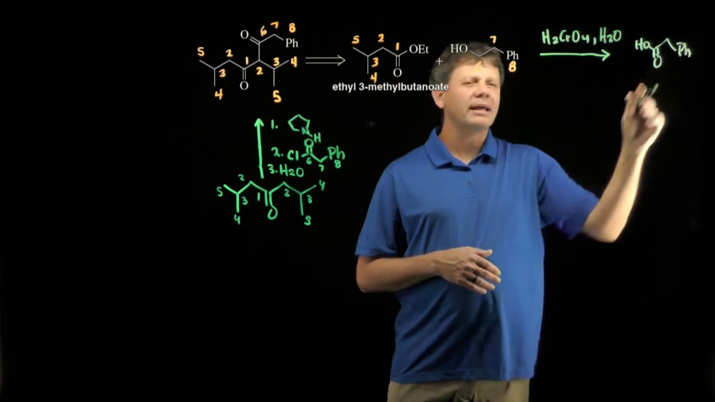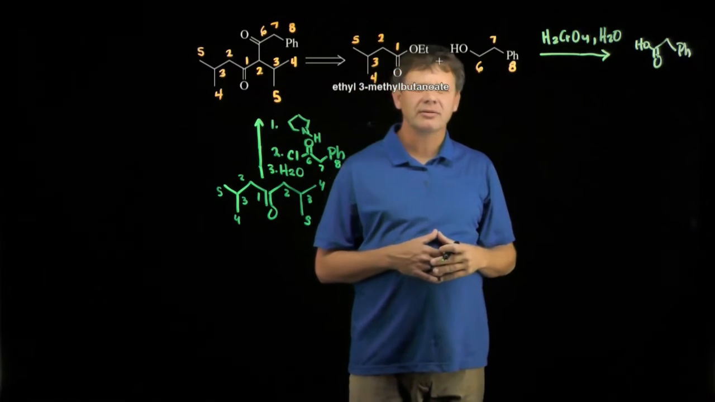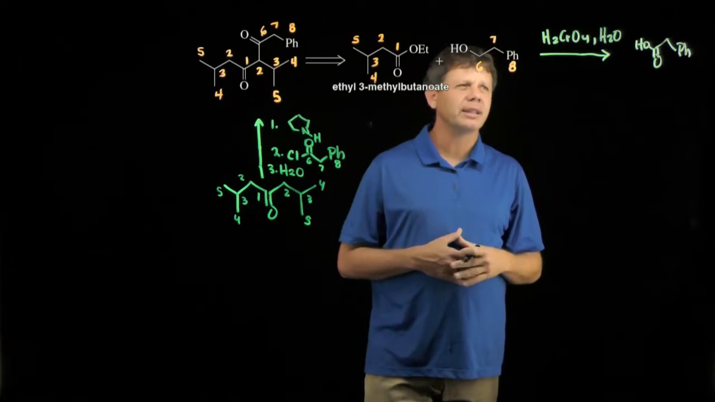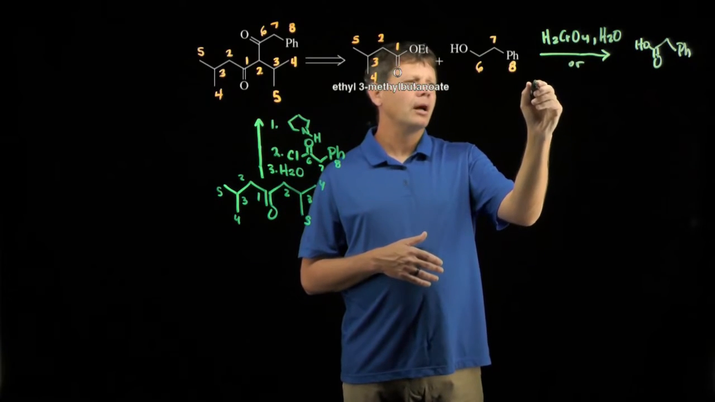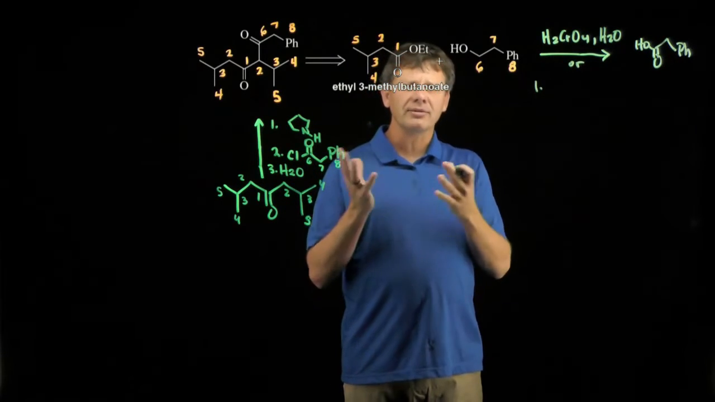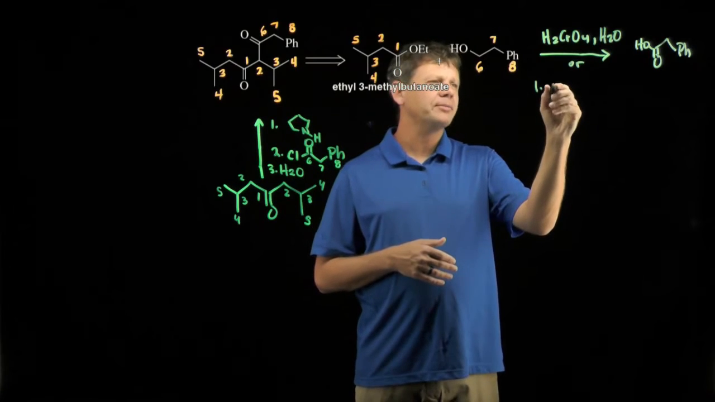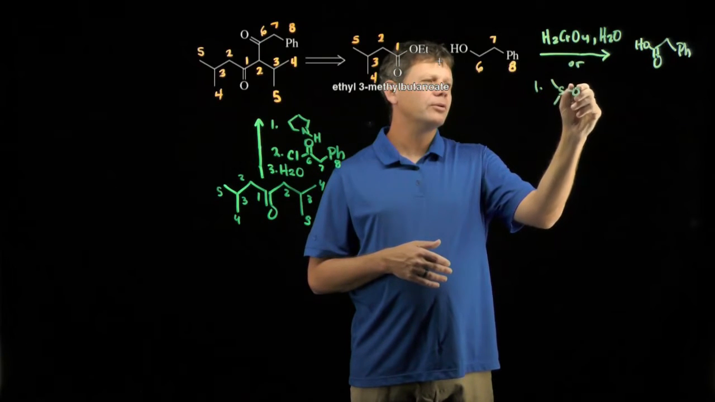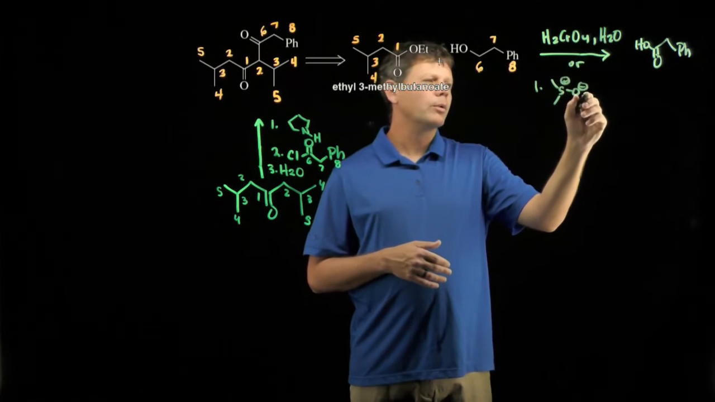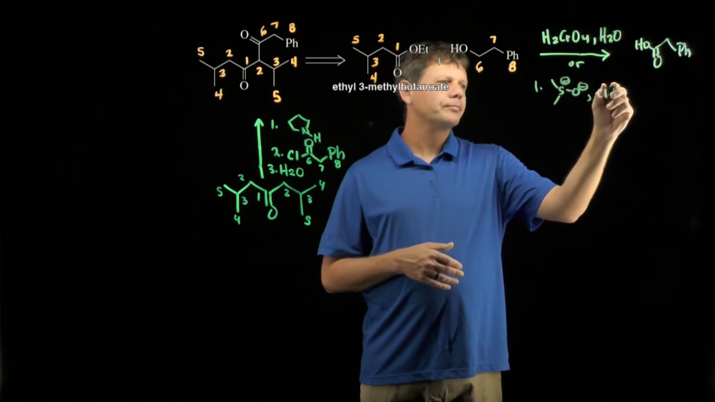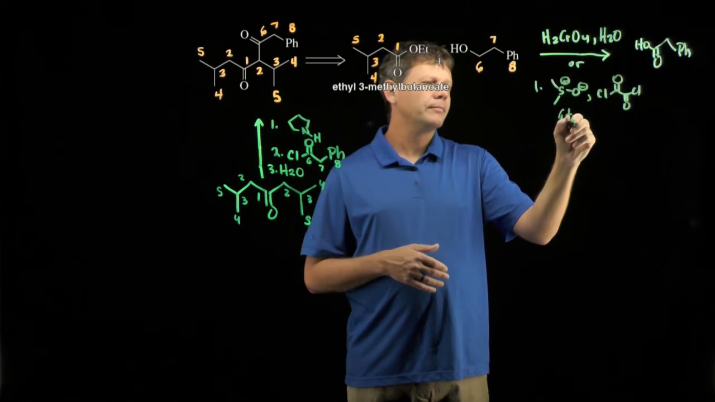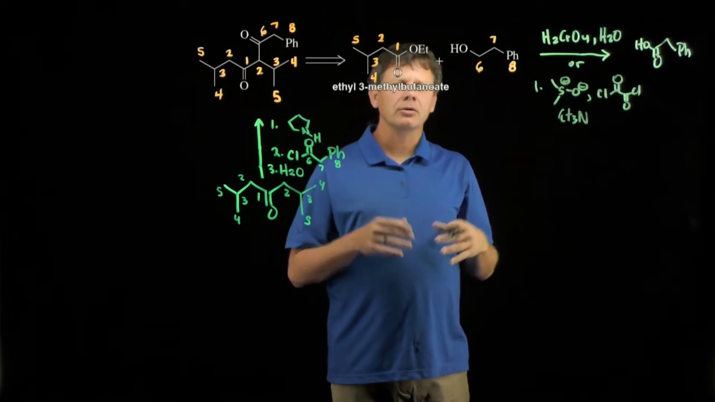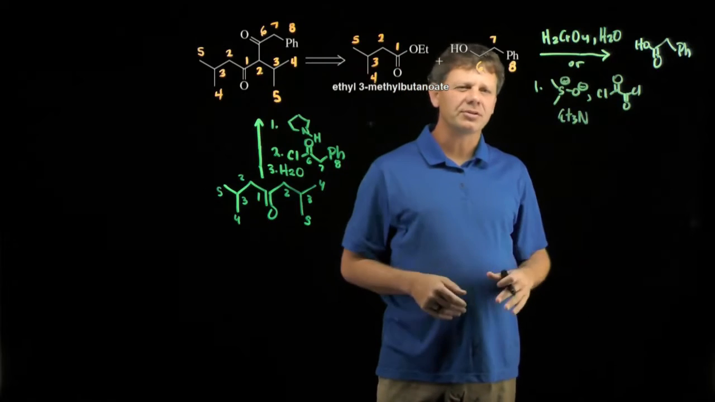Now we know that chromic acid is a pretty toxic reagent, so we would want to avoid doing that. The other way we could do it, if we wanted to avoid the use of chromic acid, and there are multiple ways to oxidize primary alcohols to aldehydes, but one way we might do that is to use the Swern oxidation, where we react DMSO, oxalyl chloride, and triethylamine.